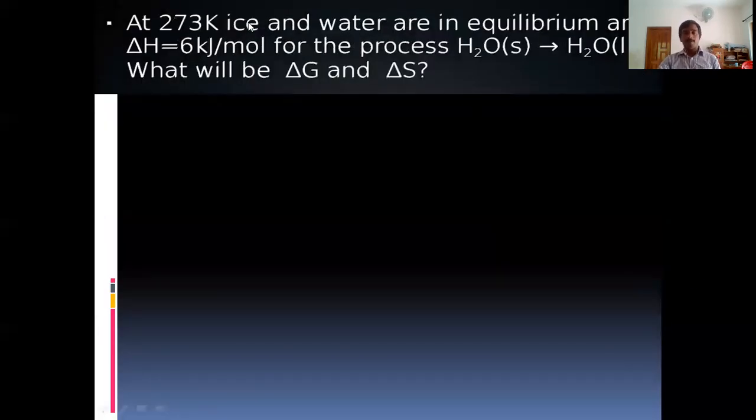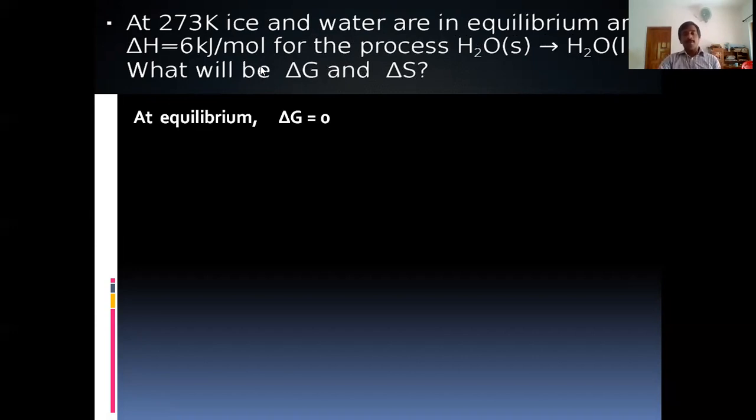So here we can see some problems. The first one: at 273 Kelvin, ice and water are in equilibrium and delta H is equal to 6 kilojoule per mole for the process H2O solid gives H2O liquid. What will be delta G and delta S? Here you can see equilibrium. If it is equilibrium, what is delta G? Delta G is equal to 0.